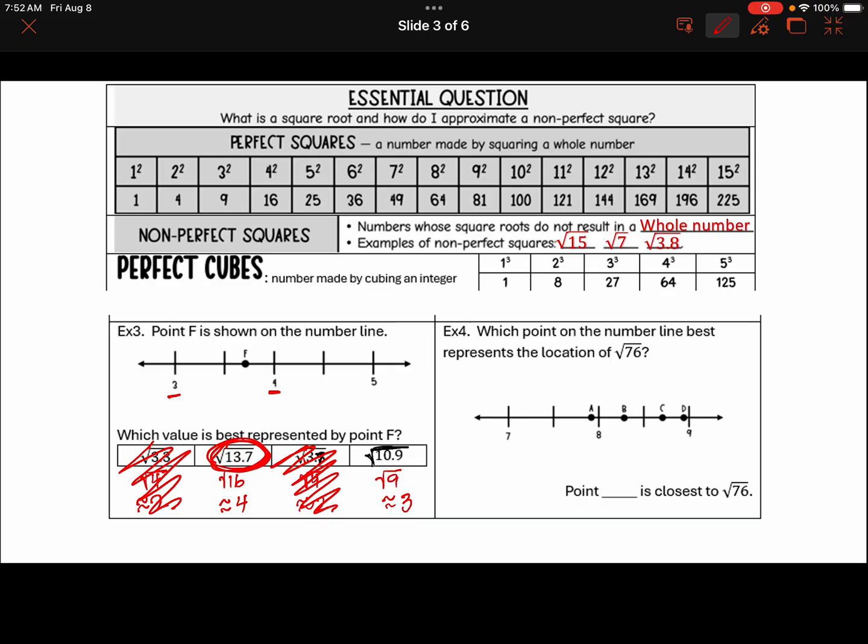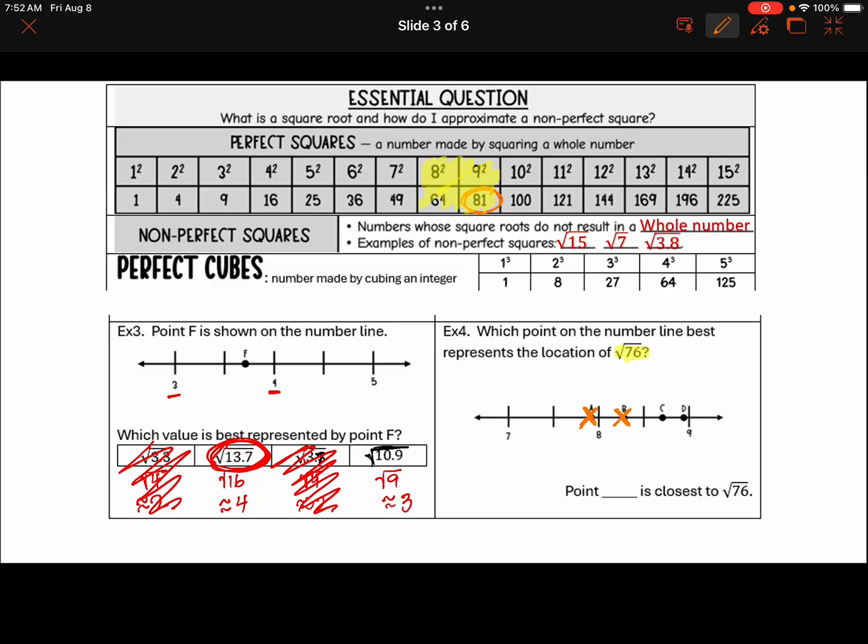Okay, now we're going to do the same sort of thing, except we've got our points here. So I'm going to go ahead and put in, 76 is going to be between 64 and 81. Okay? And I know then that I can eliminate A because that is between 7 and 8, and I need numbers between 8 and 9. Okay, 76 is going to be definitely closer to 81. So now I can eliminate B.